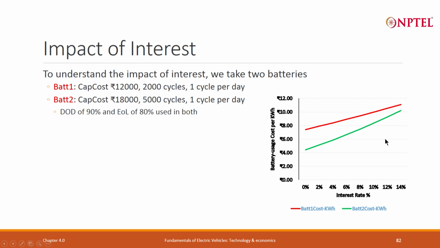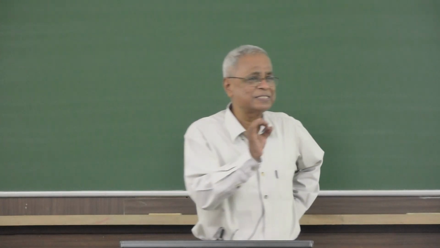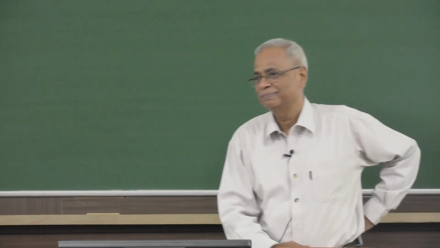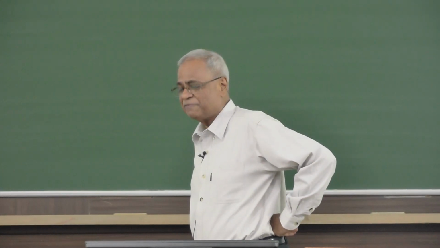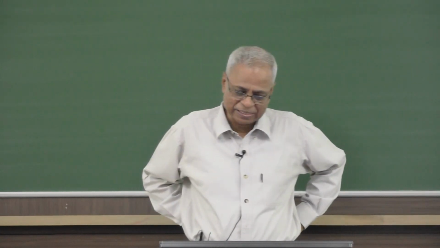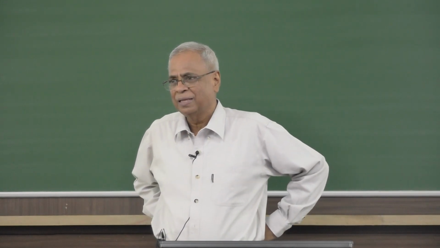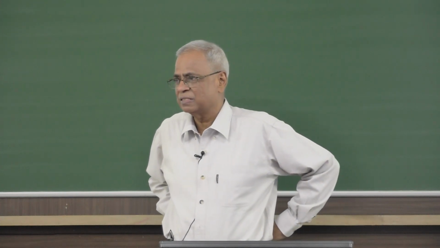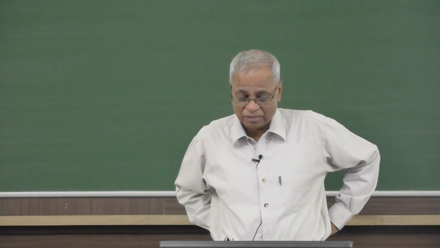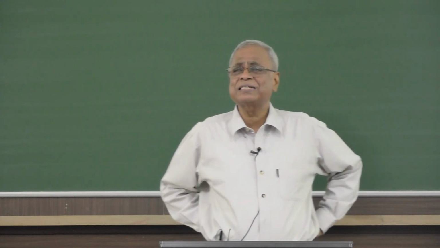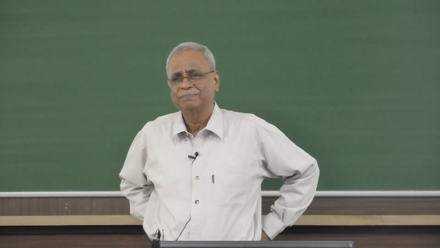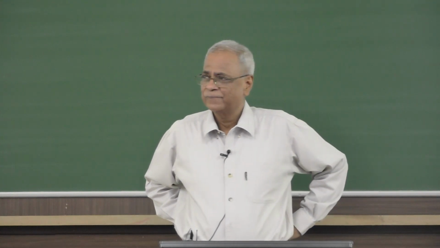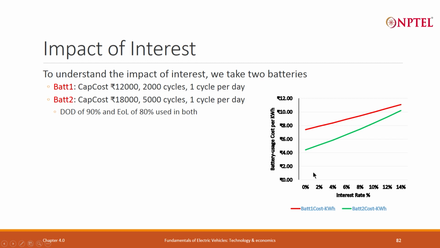I wanted to point that out. The biggest determinant is interest rate. Of course, life cycles will matter, number of cycles per day will matter. As those change, we will see the impacts. The initial capital cost does matter, but it is the interest rate that dominates the cost. And this is Europe, United States cost, this is India cost. And the numbers are not a small difference, from 4 rupees to 10 rupees, 2.5 times.